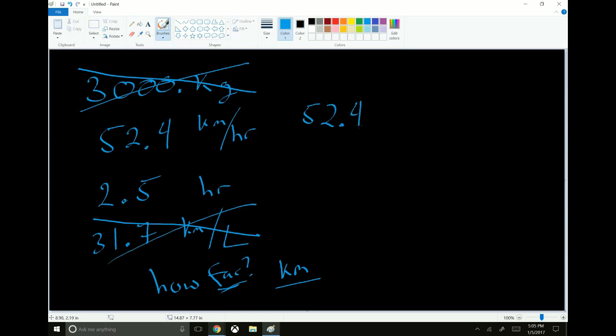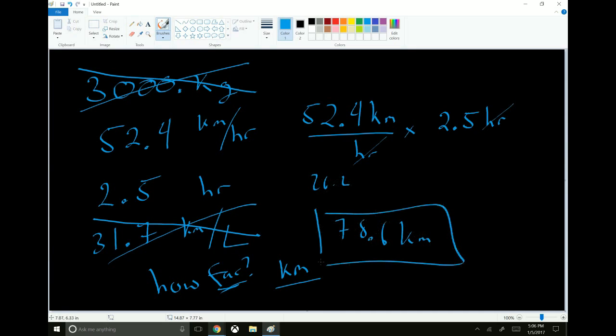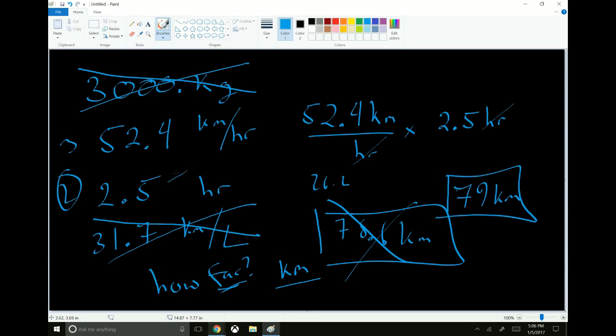But kilometers per hour and total number of hours is going to help. What we can do is 52.4 kilometers per hour times 2.5 hours. Hours will cancel, and you're going to be left with, let's see, a total of 78.6 kilometers. Is that the answer? No, because this has 3 sig figs, this has 2 sig figs. Your answer is supposed to be 79 kilometers. The lack of precision in that measurement kind of messed up the precision in that measurement.